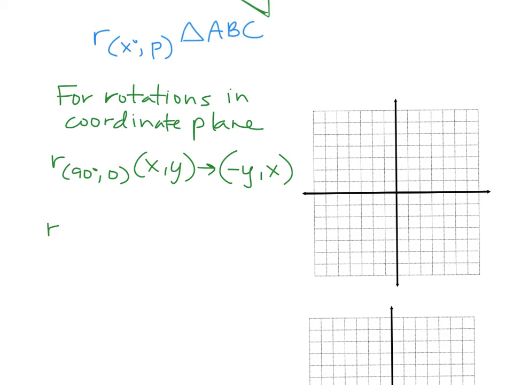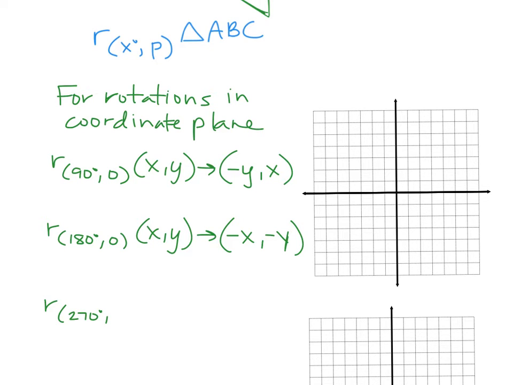If you do a rotation of 180 degrees around the origin in the coordinate plane, this one's probably the easiest one to remember. You just take the opposite of both your numbers, so negative x and negative y will be your setup with that one. And then the last one, if you do a rotation of 270 degrees, which really would be a clockwise rotation of 90, if you want to think of it that way, this becomes your y value first, and then the opposite of your x value. So I'm just going to show you that.